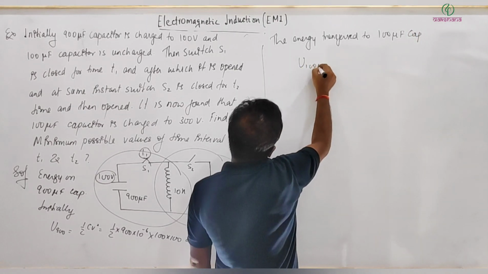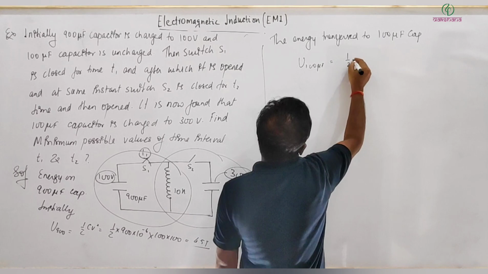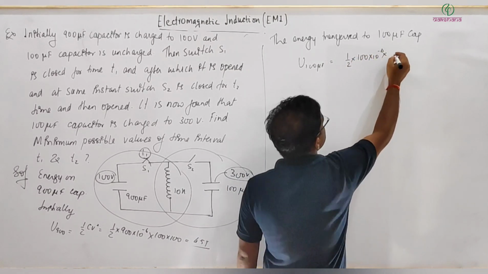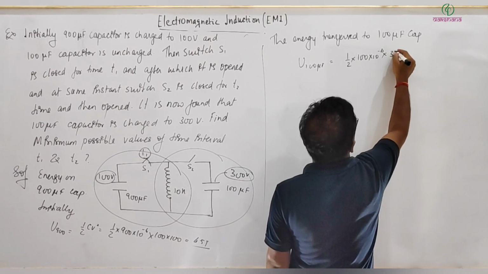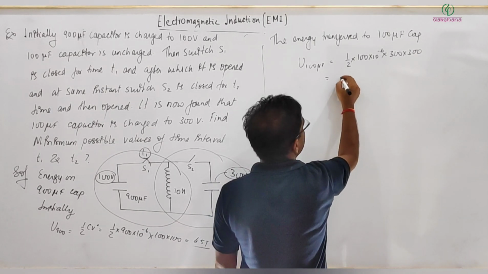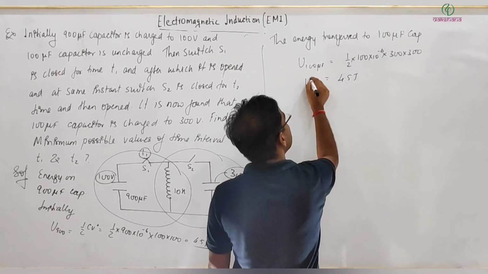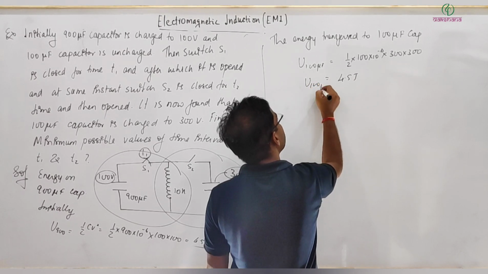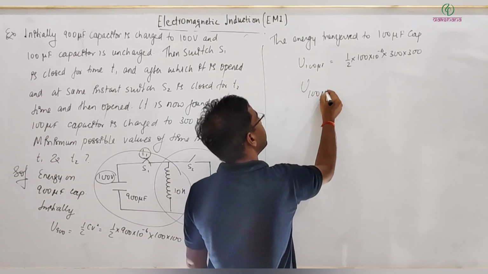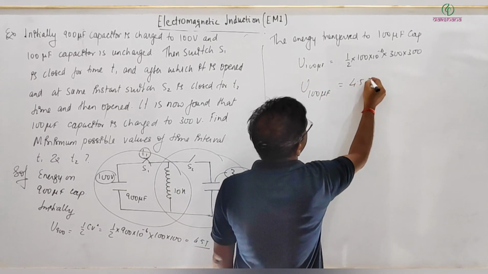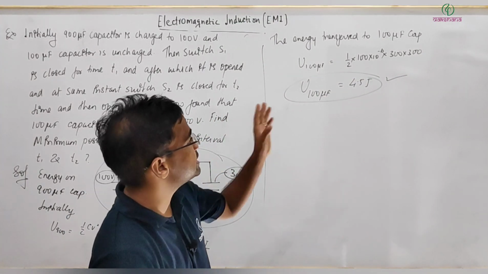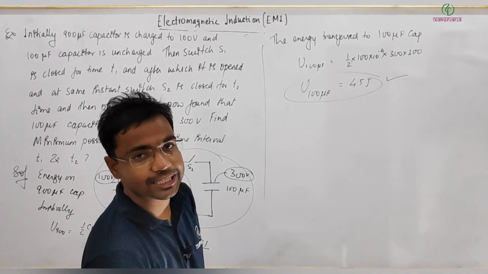So energy in the 100 microfarad capacitor is 1 by 2 into C, which is 100 microfarad, into V squared, that is 300 into 300, and we are getting 4.5 joule in the 100 microfarad. What does it mean? This means the complete energy is getting transferred to the 100 microfarad.